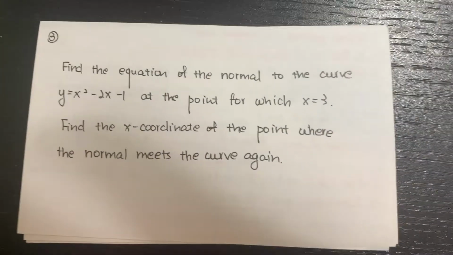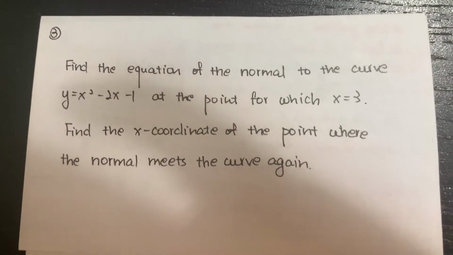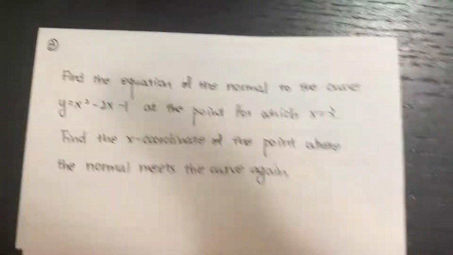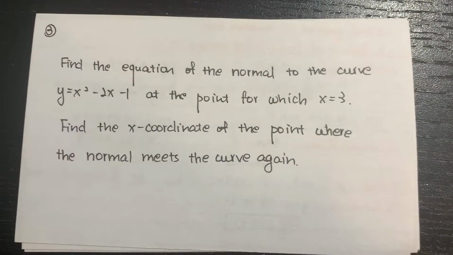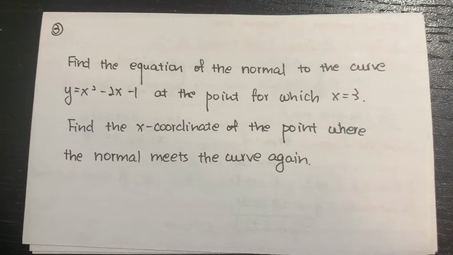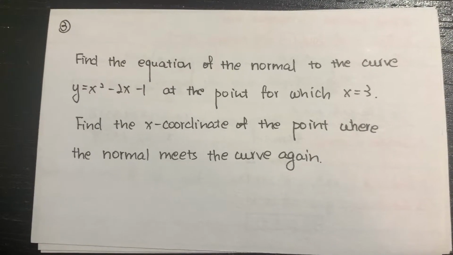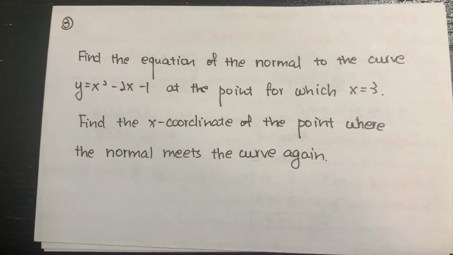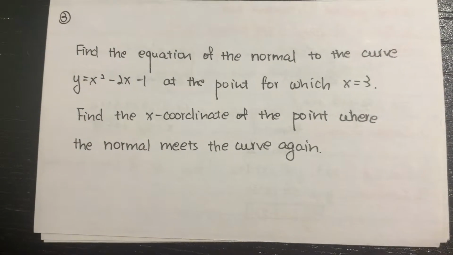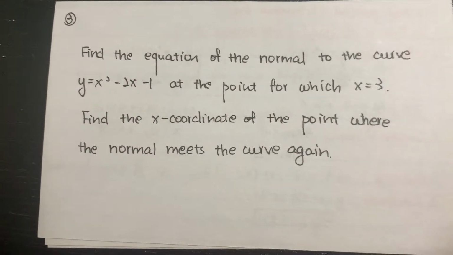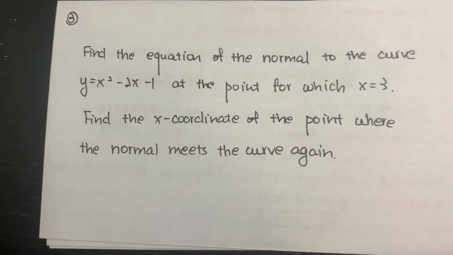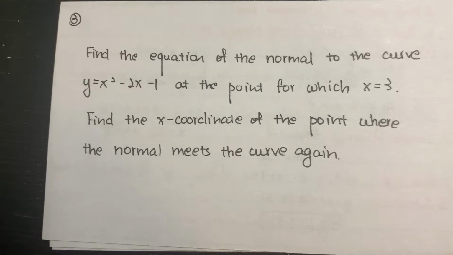Third question, find the equation of the normal, oh, it's different now, to the curve at the point for which x equals 3. Then find the x coordinate of the point where the normal meets the curve again. So we actually have two questions here. Let's just answer the normal one first. If you have an idea, please keep going and try to finish the second one.